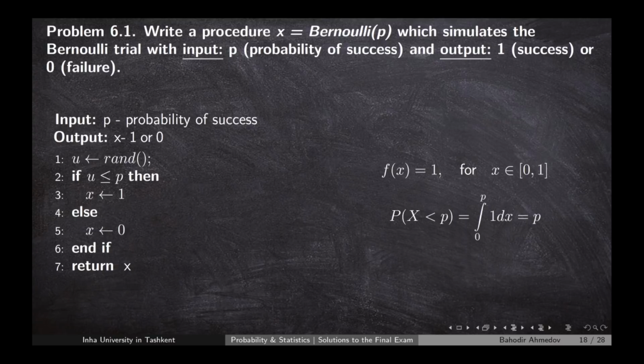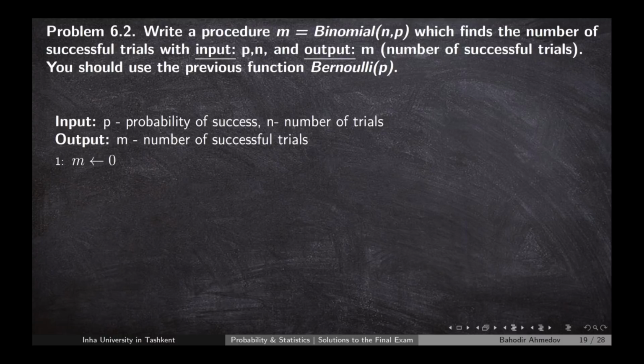In the second problem, we need to write a procedure which imitates the binomial distribution. The binomial distribution is the distribution of the number of successful trials when we do the Bernoulli trial n times, right? So what I'm given is p, the probability of success in a single trial, and n is the number of trials.